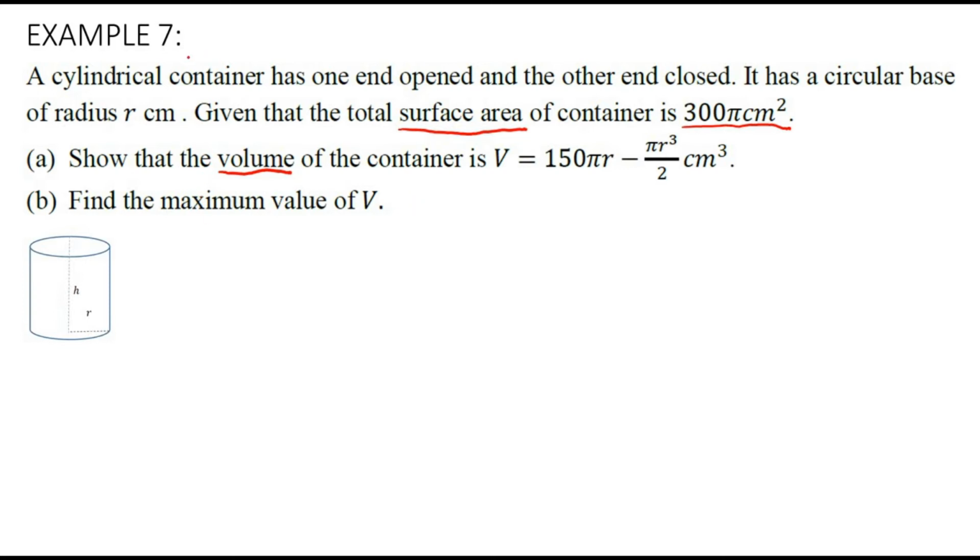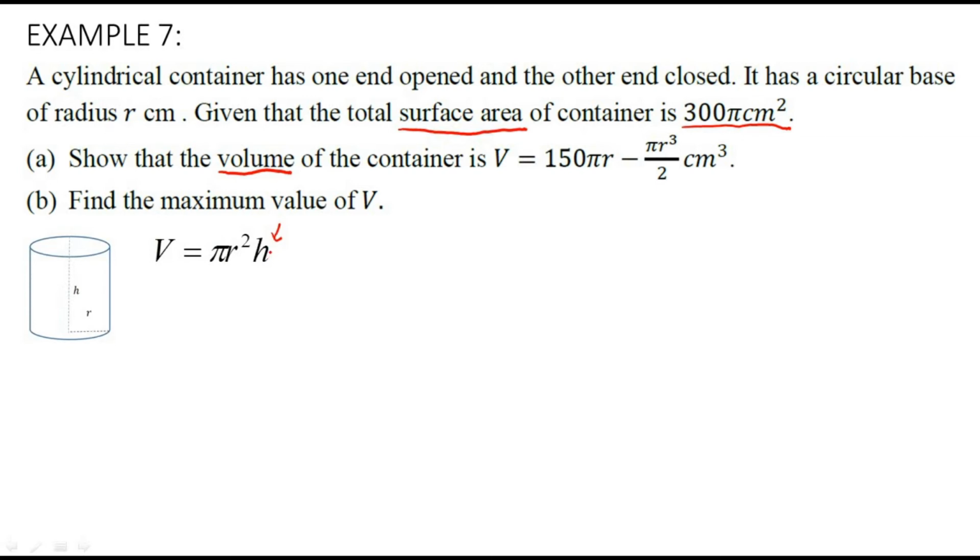Based on the situation, we have a cylinder. As we know, the general formula for a cylinder is V = πr²h. But based on the question, we now have a different equation of V, where V is fully in terms of r. We don't have h in our volume equation, so we have to manipulate this equation to show what they ask for.